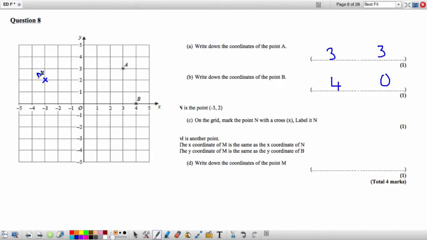M is another point. The x-coordinate of M is the same as the x-coordinate of N. We're then told that the y-coordinate of M is the same as the y-coordinate of B. So here we can then see that our x-coordinate for N is -3. And our y-coordinate for B is 0. Therefore, the coordinates of point M is -3, 0.